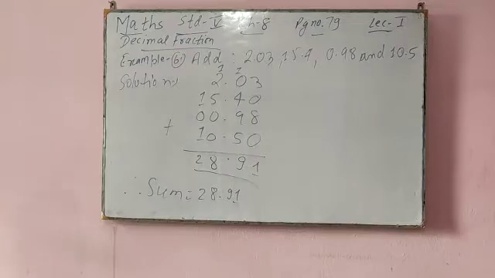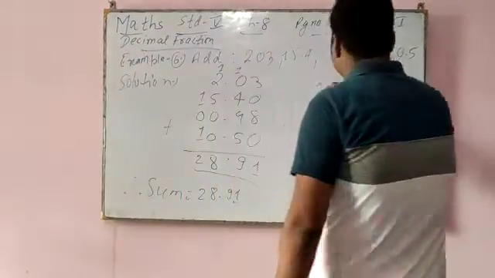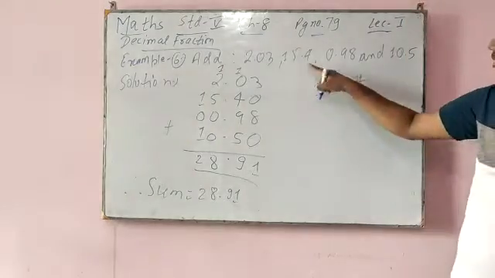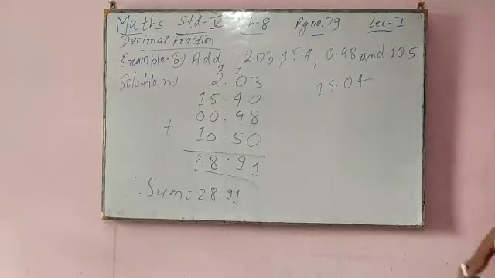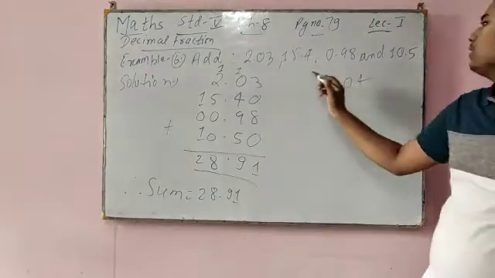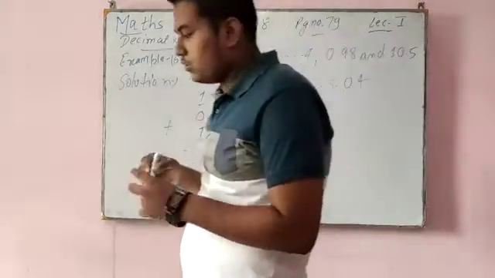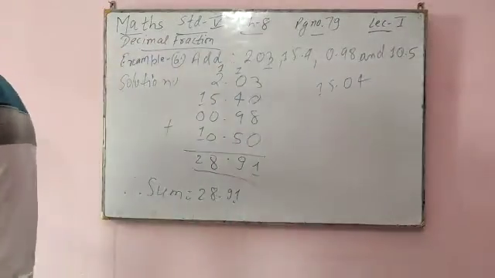When students make a mistake, if 15.4 is there, they put 15.04. It means 15.04 is there, not 15.4. See, for 4, the 0 is already given. Okay, so do not write 0 here before 4, otherwise you will get the wrong answer.